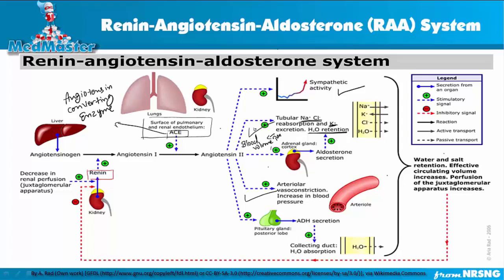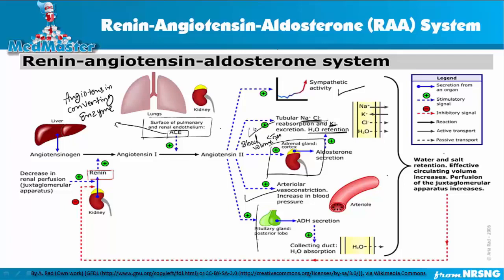It also has an effect on the adrenal gland as well. Angiotensin 2 is going to go to the adrenal gland, and it's going to increase the secretion of aldosterone, which is basically going to do the same thing: increase the sodium reabsorption and increase the potassium excretion. Sodium reabsorption is going to increase the water reabsorption as well. It's going to increase the blood volume.